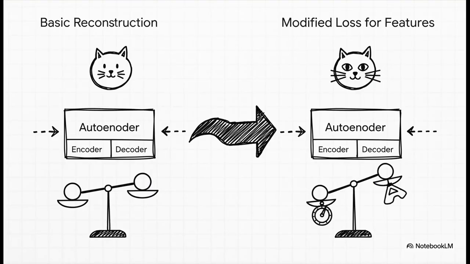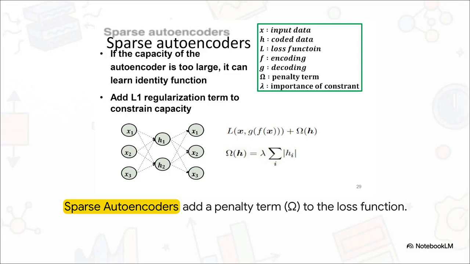But what if just copying isn't enough? What if we want it to learn something deeper? Well, this is where things get really interesting. We can actually start messing with the loss function to make it do more than just reconstruct. Take a look at this. This is for something called a sparse autoencoder. We actually add a penalty to our loss function. See that little omega symbol? That's our penalty. It basically punishes the model for using too many of its brain cells, its neurons, at the same time. We're telling it, look, I still want you to reconstruct the input, but you have to do it using as few resources as possible. This forces it to find the absolute most important features and ignore the rest.